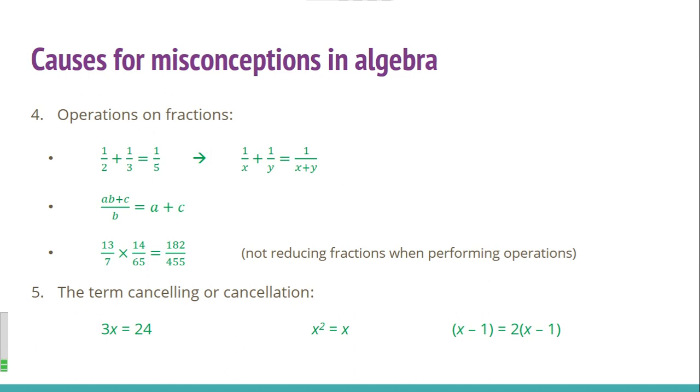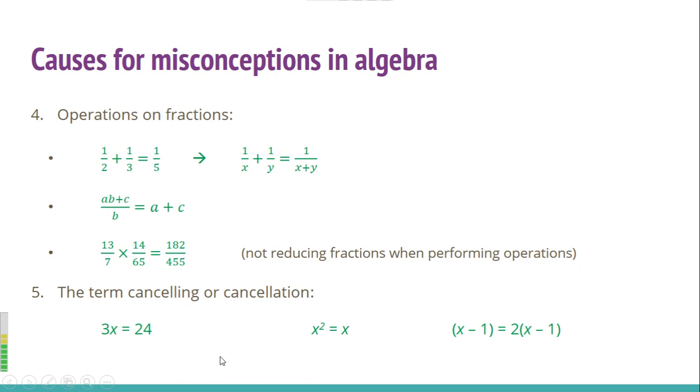The fourth possible cause results from the misconception about fractions. In addition of fractional numbers, students added denominators without converting both fractions to have the same denominator. Similarly, they might do the same with fractions with algebraic denominators, such as 1 over x plus 1 over y equals 1 over x plus y, which is incorrect. Incorrect cancellation of terms in division or not reducing fractions when performing operations may result in calculation errors.